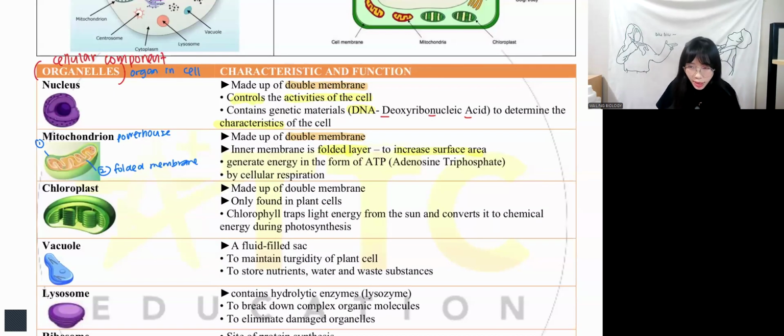Your mitochondria generate energy in the form of ATP. Can you write ATP instead of adenosine triphosphate? Again, the answer is yes. In SPM, you can write ATP. In your first term, if your teacher says yes, you can also write ATP. No problem to write in short form. It's energy in the form of ATP. ATP stands for adenosine triphosphate. It's a form of energy.